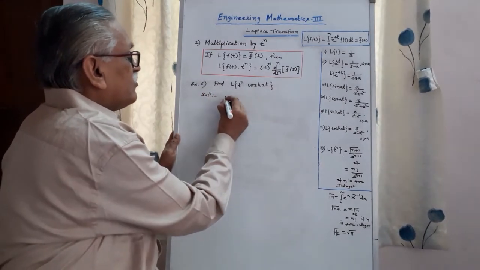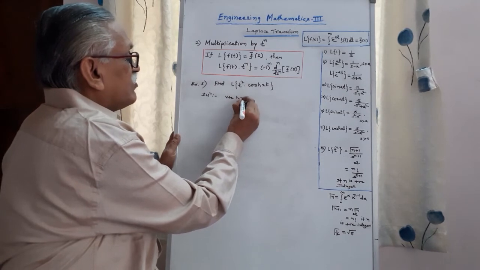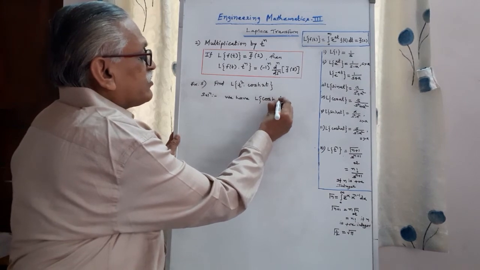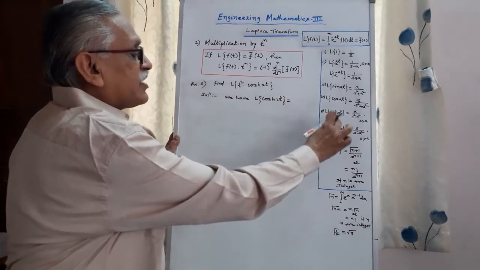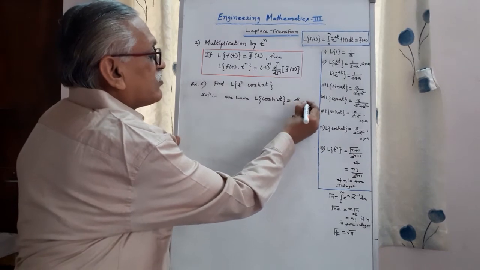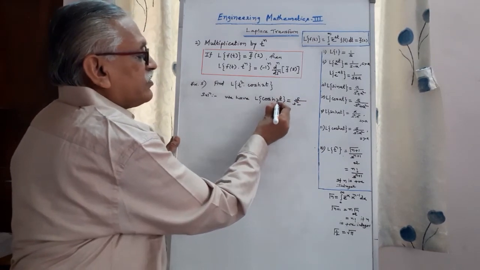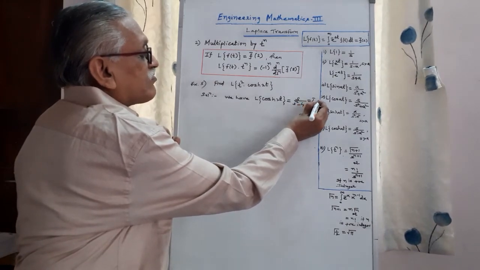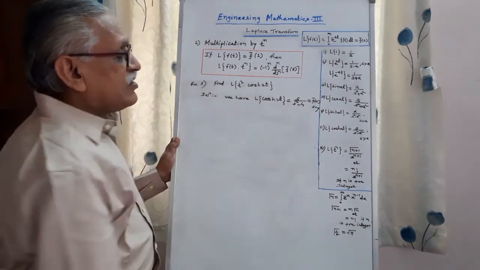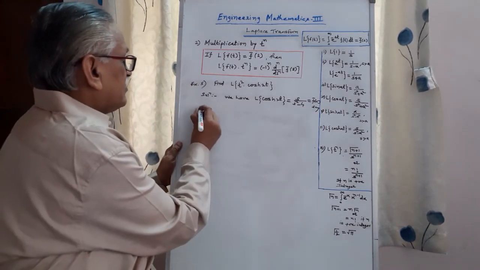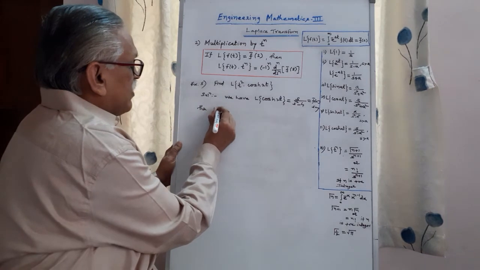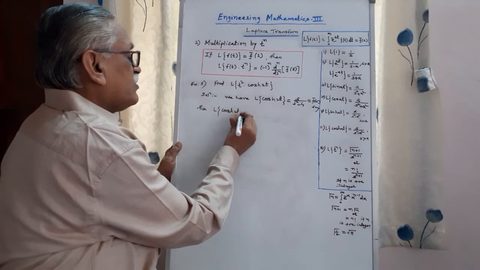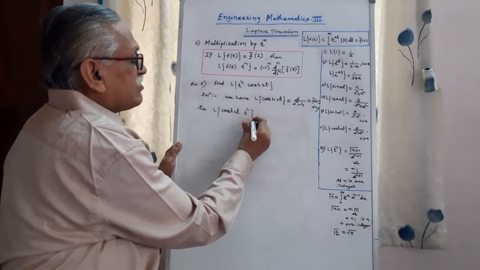First step, write down the Laplace of cosh 2t. By the standard result, it is s upon s square minus a square, here a equals 2, so 2 square is 4, and we call this f bar of s. First step. Then Laplace transform of cosh 2t multiplied by t square.